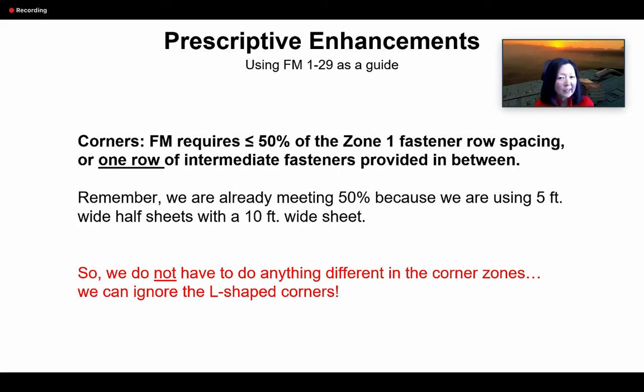Well, we're already at that, right? Because we're using the 5-foot sheets. Since we are at 50% in the perimeters and the corners, it's okay, and we can actually ignore those L-shaped corners. But as Chino mentioned, you might get an architect or a building official who doesn't completely understand how this all works, so they may require you to follow that L shape. But we've determined, and so has FM, that for mechanically attached systems, you can ignore that L-shaped corner.